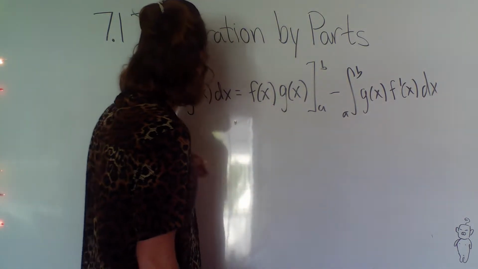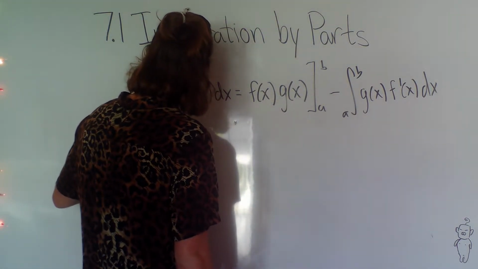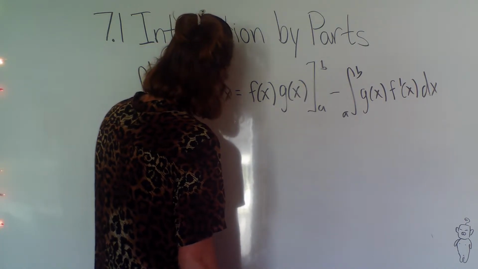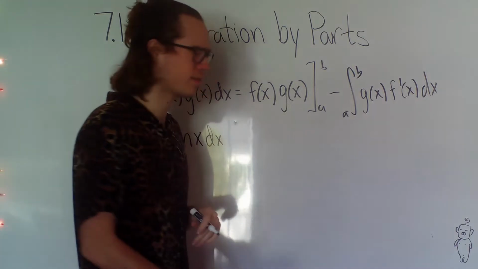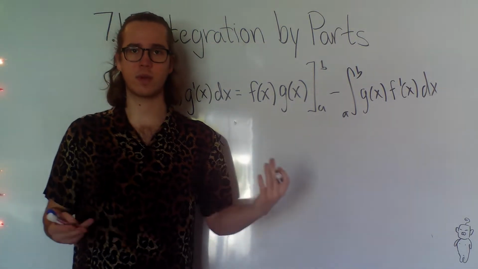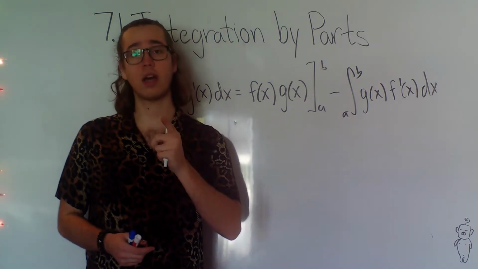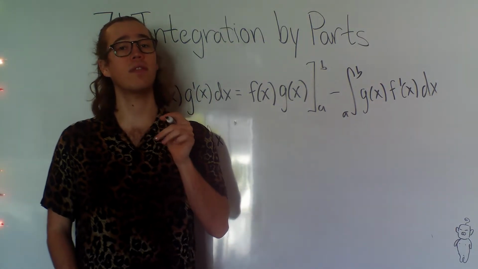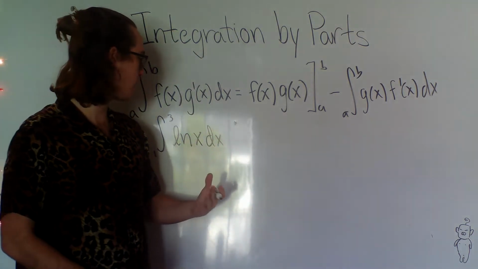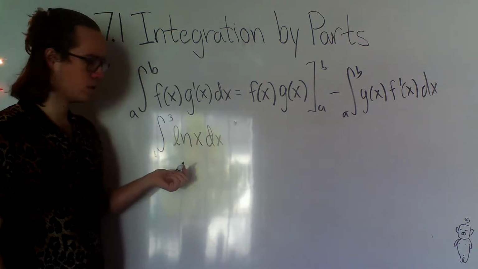What if we wanted to find the integral from 1 to 3 of ln of x dx? And now we think, okay, integral of ln of x. We know that, right? It's 1 over x. No, it's not. We know that the derivative of ln of x is 1 over x, but we've never actually seen the integral of ln of x before. So, how do we do it?